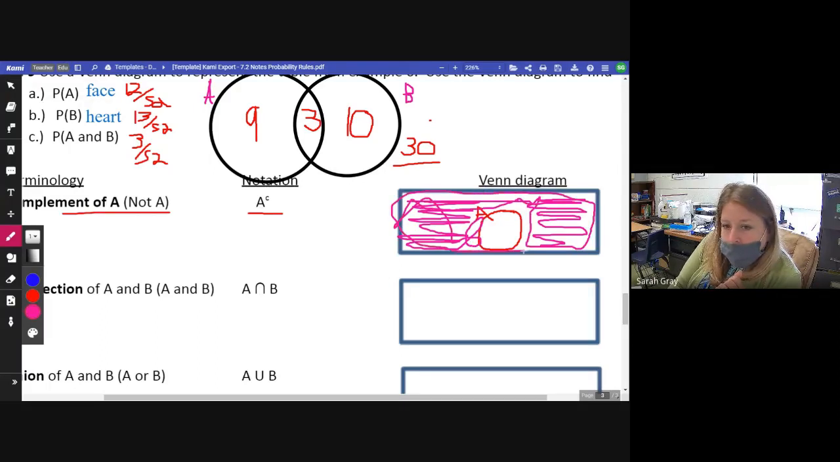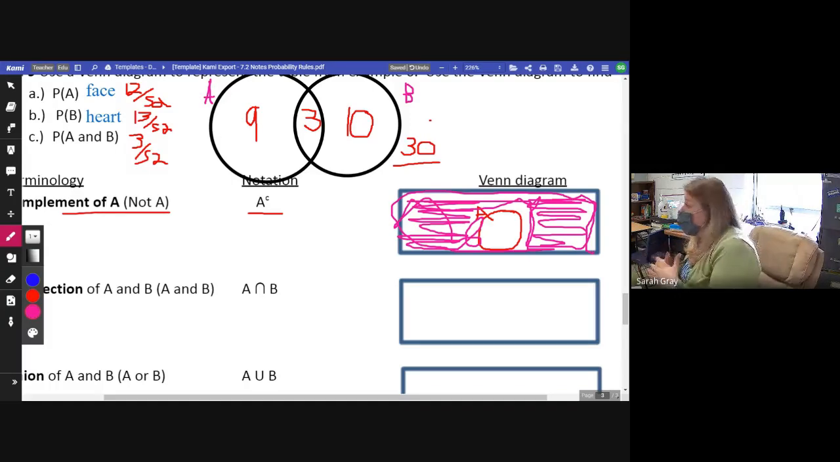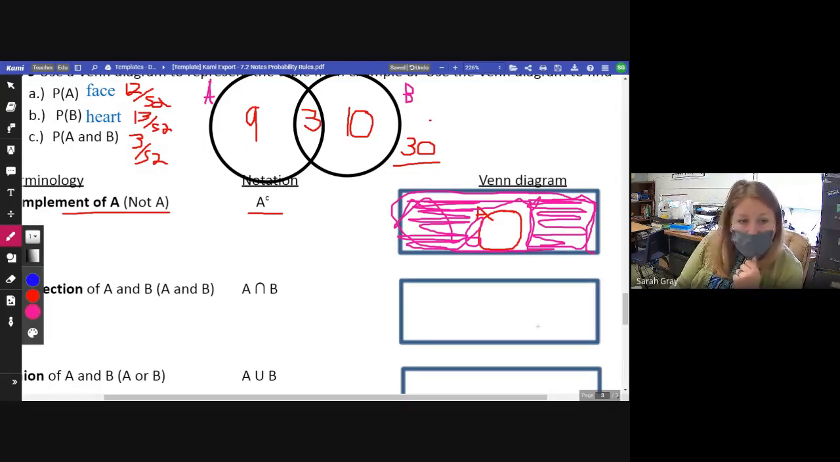Shade in everything that's not in the circle. Why? Because that's the complement of A. Everything that is not A is shaded. If A is being blonde, everything that's not blonde is the complement of A, shaded. Not blonde.